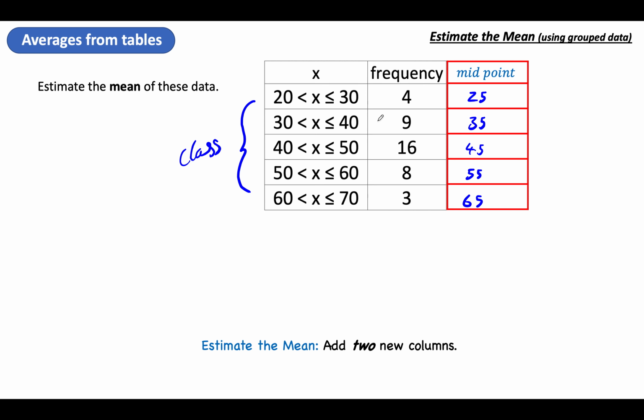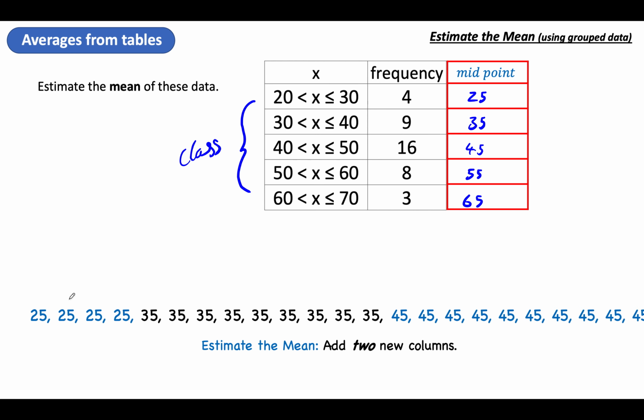And these 9 here are all going to be 35. So if I was writing this data out in one row, there'd be 4 25s, that was my first midpoint, then there would be 9 35s, and then 16 45s, and so on. And you can see it goes off my page here. There's way too much. And so this is all my data.